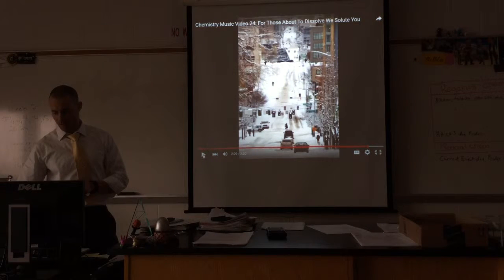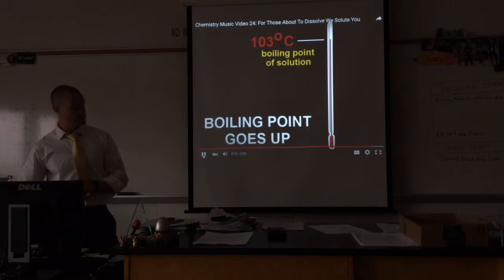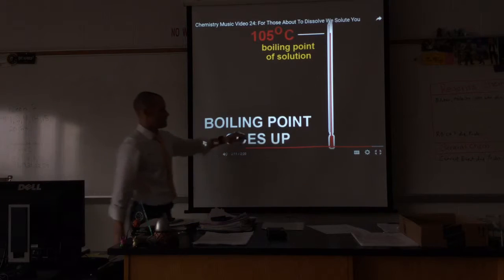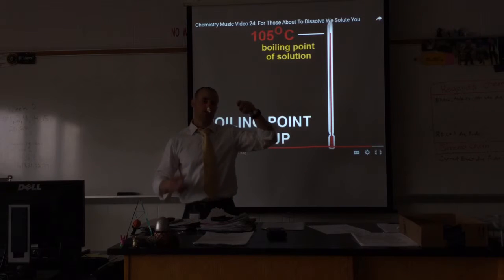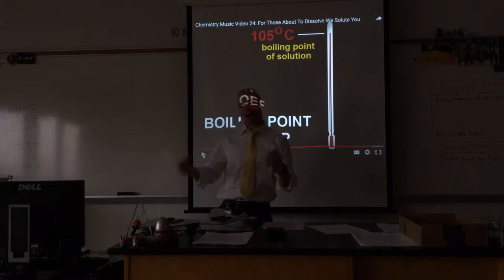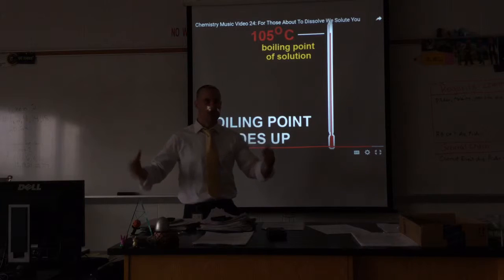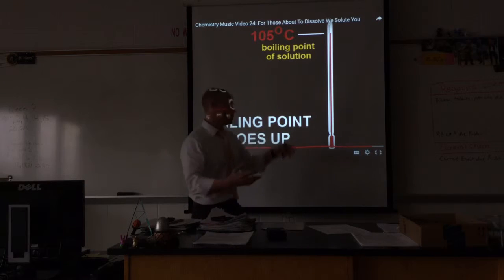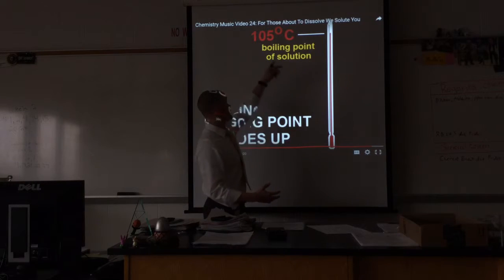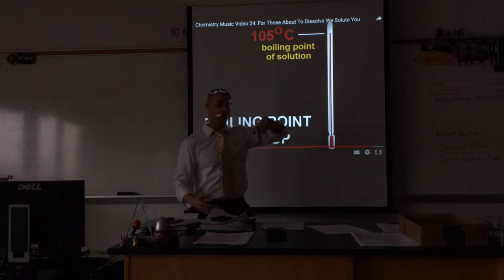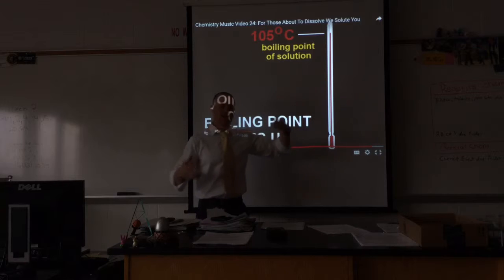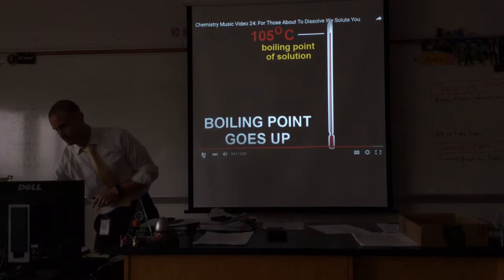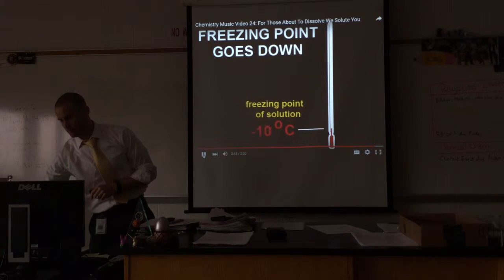One more time, hold on. Add a solute, boiling point goes up. So that's something I need you to remember. Add a solute, boiling point goes up. So a solution always has a higher boiling point than just the pure solvent. What does that mean? Salt water maybe boils at 105, but pure water boils at 100. So the salt makes the boiling point go up. That's colligative properties.